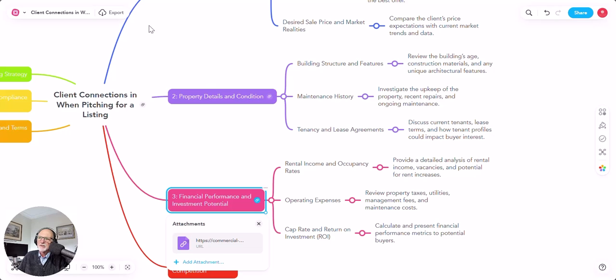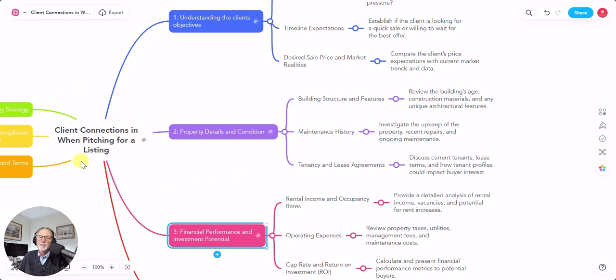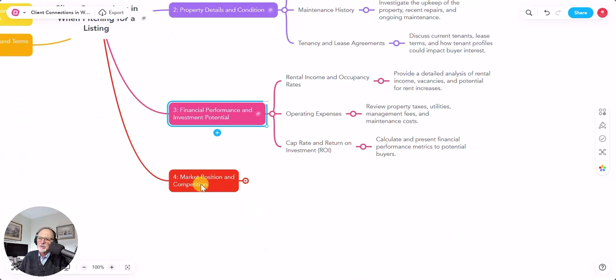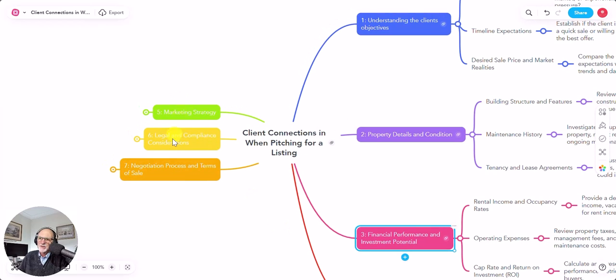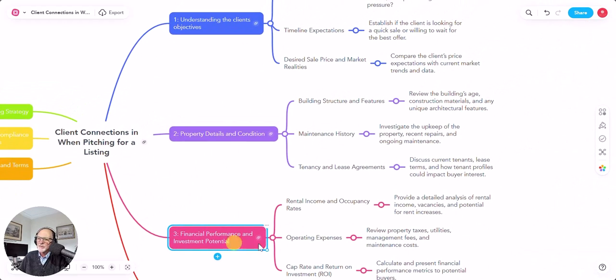So let's go back to the mind map. So I've given you 3 topics from this overall mind map, and tomorrow I'll go into the next parts of the chart and take you into market position and competition, as well as marketing strategy, legal and compliance considerations, and a negotiation process in terms of sale. So today was these 3 things for you.